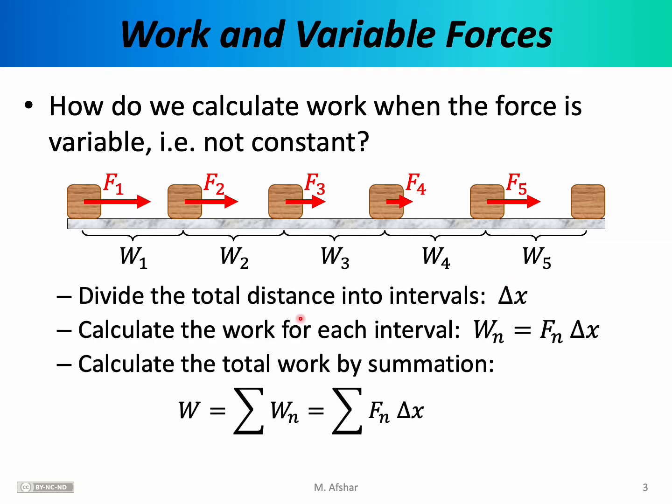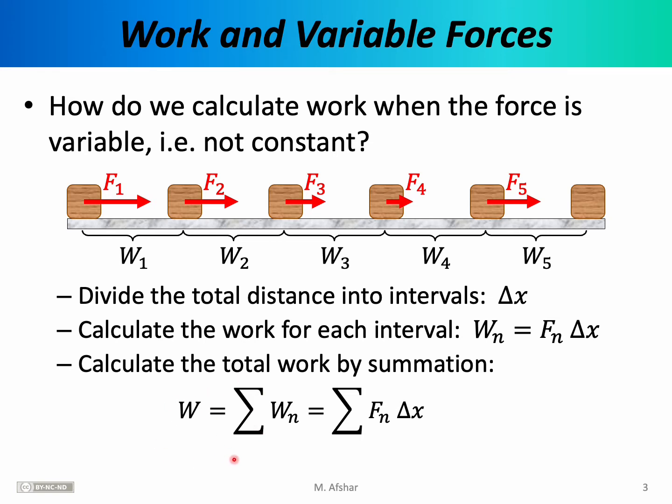A little more precisely, the recipe that we're following is this. We're going to take the total distance and divide it into many intervals. Each interval or each stage will have some length delta x. We're going to calculate the work for each stage or interval. So the work for the nth stage, like the fourth or the fifth stage, will be the force for that stage times the length of our intervals. And then we're going to calculate the total work by simply summing all of those works. The capital sigma here refers to summation.